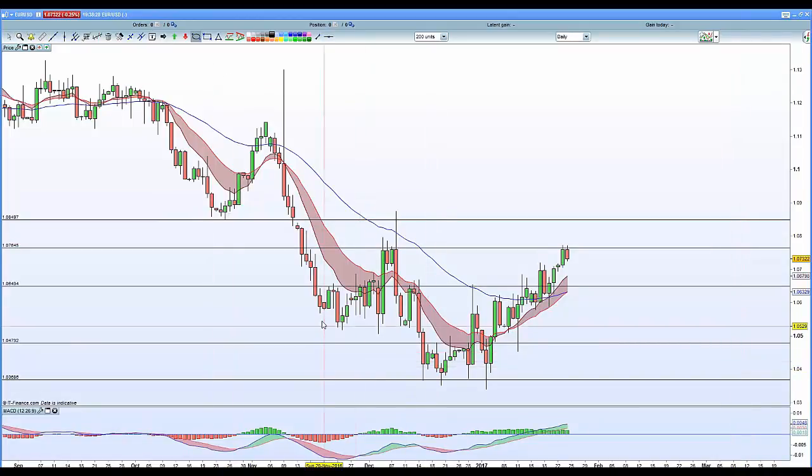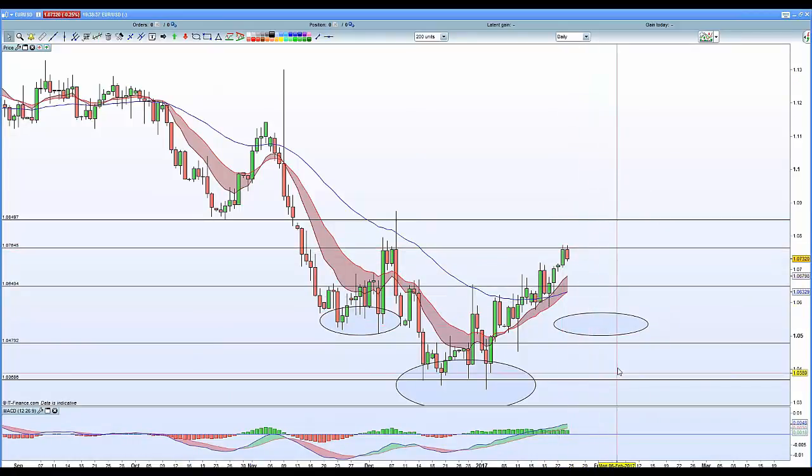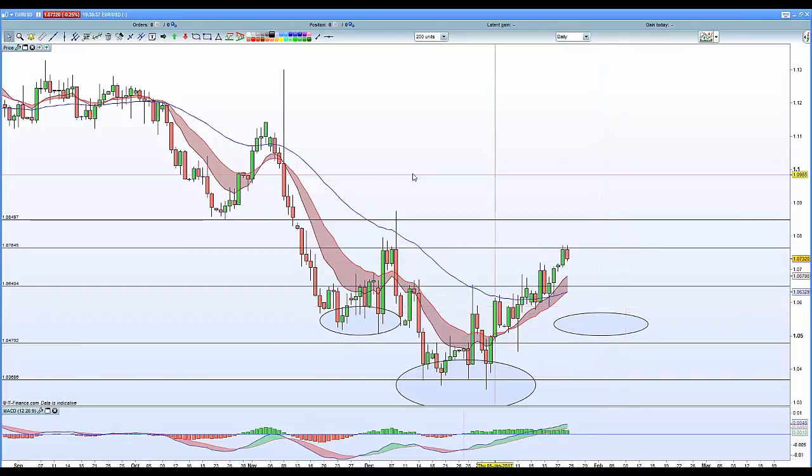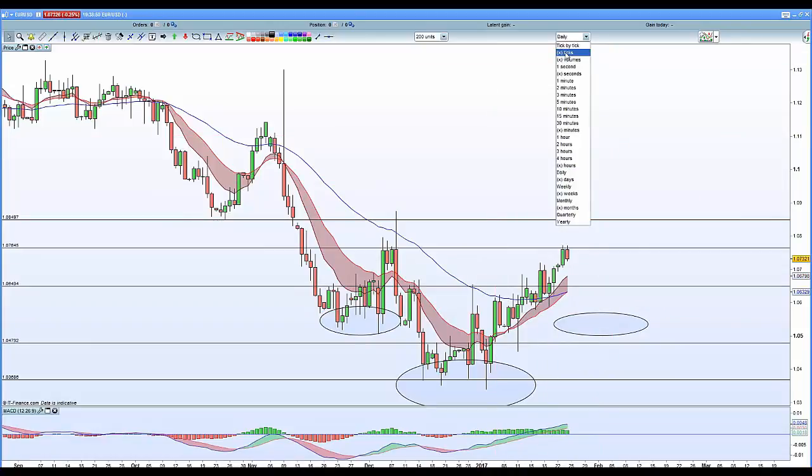And what it might potentially do is form an inverse head and shoulders. It's possible that the resistance might be respected, and for intraday to swing trading, it might come back to maybe 106 or so to form the inverse head and shoulders. But the daily chart is one big fat consolidation.